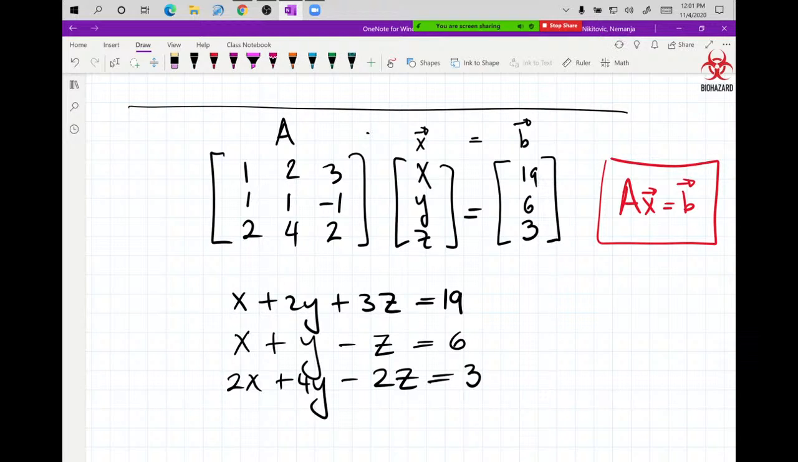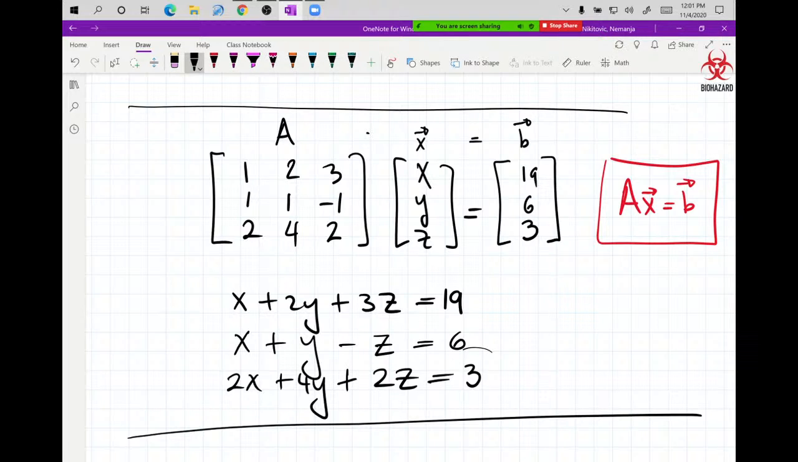Professor? Yes? Should be plus 2 at the bottom, right, for the last one? Yes, plus 2z, thank you. I got so hung up in advance thinking about this, and I can't multitask. I had seen that 4 coming.